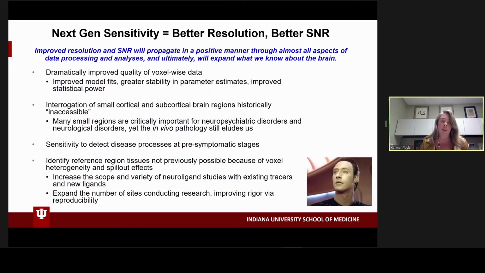Personally, I would like to be able to use this technology to get data-driven reference region tissues that were not previously identifiable because of tissue heterogeneity and spill-out effects. And if we can have better access to reference region tissue, then that's going to allow opening up the stable of tracers that we already have, for example, GABA and glutamate neurotransmitter systems. And it's also going to expand the number of sites that actually can use these tracers.